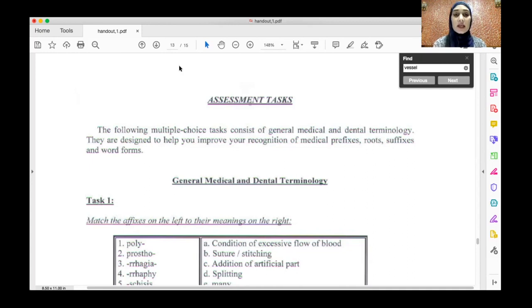We have taken the meaning of these prefix, roots, and suffix.